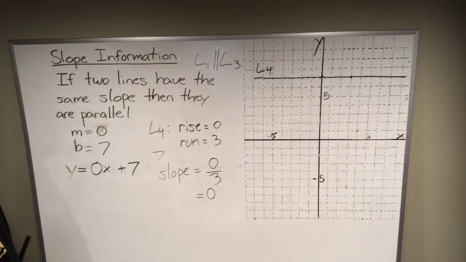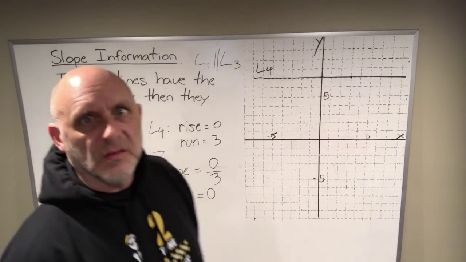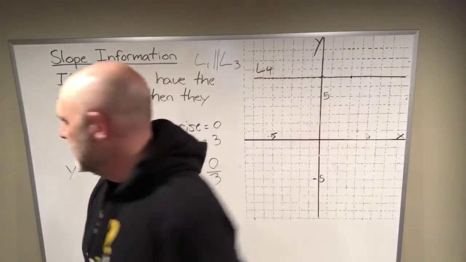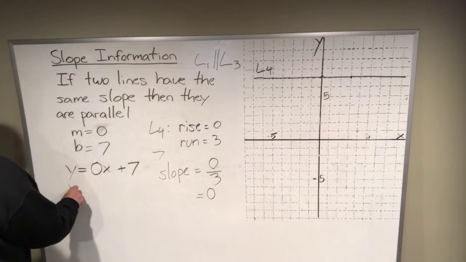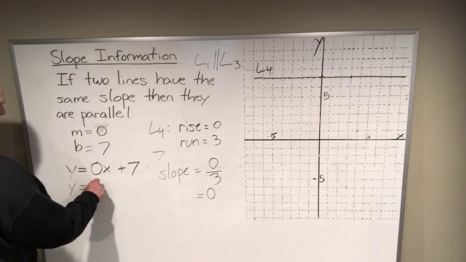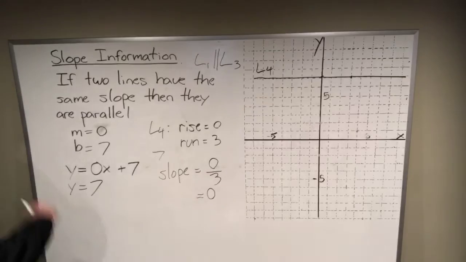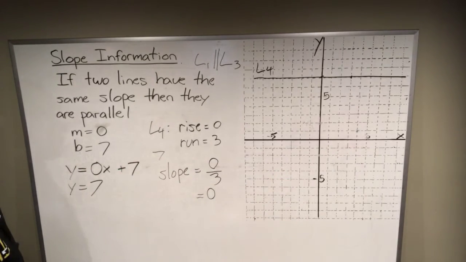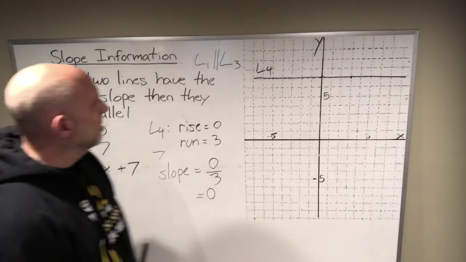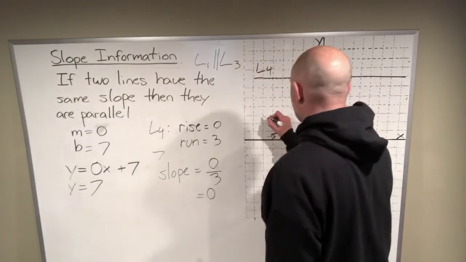Does that look funny to you? What's 0 times x? What's 0 times anything? Nothing. So this amounts to nothing. We don't even need it there. Whenever the slope is 0, this thing is completely flat. So it will have a y-intercept, but it'll be a flat line that goes through y equals 7. That's it.